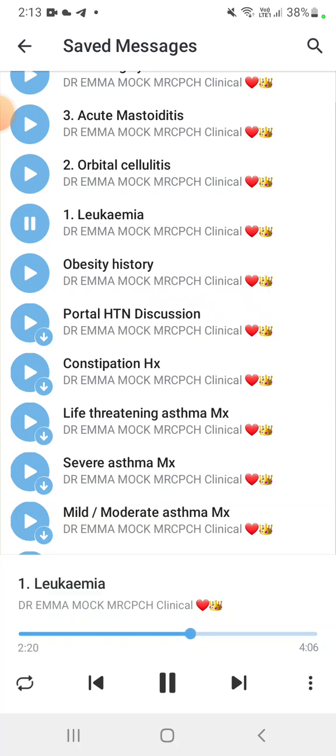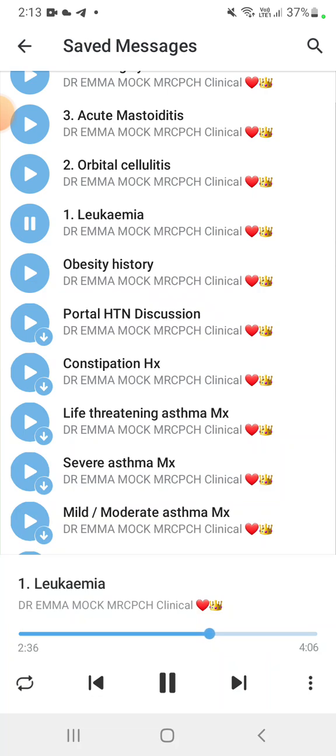Now investigation, what we do for leukemia. Full blood count, that is, we find normocytic normochromic anemia with low WBC and platelets, bi- and pancytopenia. Peripheral blood film, we find the blast cells. Bone marrow biopsy, we find blast cells more than 30%. Lumbar puncture for CNS involvement.